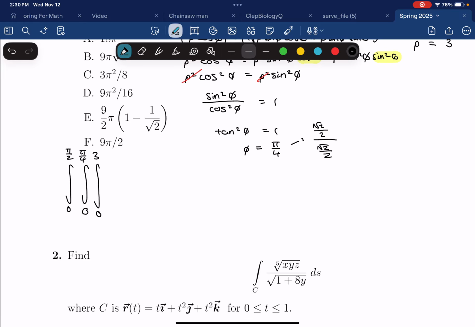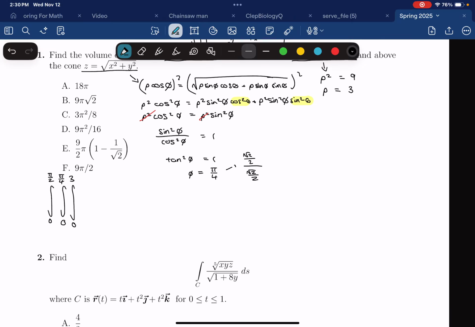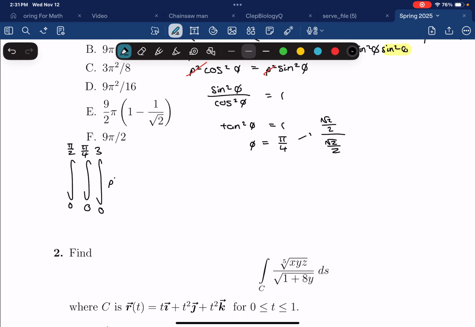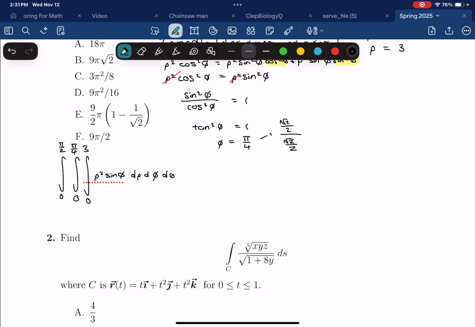Okay, so now in order to find the volume of this, there's not an equation that gave us, so it's just going to be rho squared sine of phi d rho d phi d theta. So let's figure this out. It goes from 0 to 3. I'm going to take sine phi out. Rho squared d rho is equal to rho cubed over 3 from 0 to 3, which simply gets you 27 over 3 minus 0, which gets you 9.